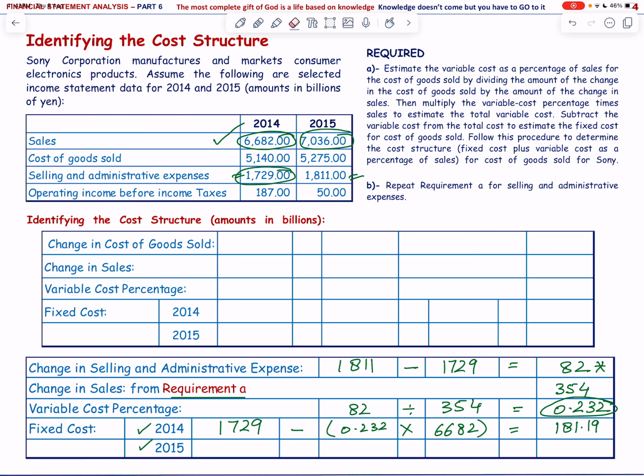For the year 2015, the selling and administrative expenses are 1811, and for 2014 it was 1729.